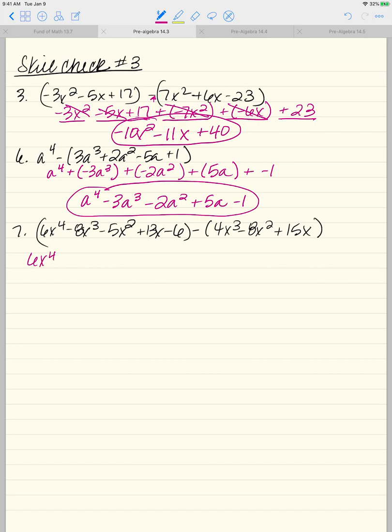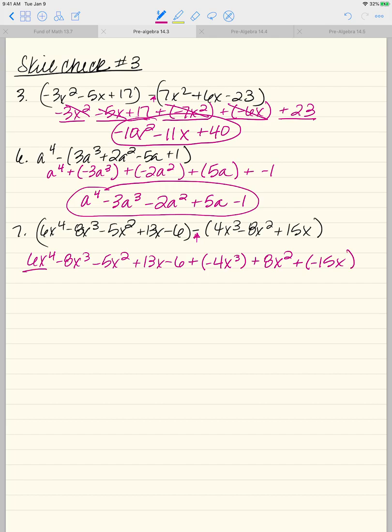Last one, 6x to the 4th minus 8x cubed minus 5x squared plus 13x minus 6. Change this to addition and add all of the opposites. Negative 4x cubed, positive 8x squared, plus negative 15x, okay?